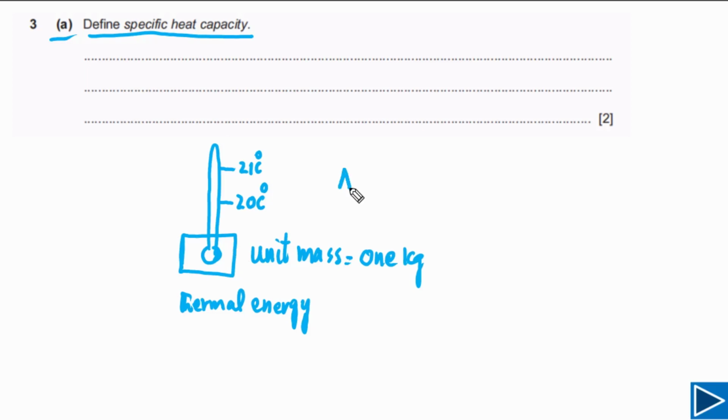When we talk about change in temperature, you can say to raise temperature by 1 Kelvin. You can also say to raise temperature by 1 degree Celsius, because change in temperature in Kelvin is the same as change in temperature in degrees Celsius. So we can say the amount of thermal energy required to raise the temperature of a substance of unit mass by 1 Kelvin or by 1 degree Celsius, because the change in temperature in degrees Celsius is equal to the change in temperature in Kelvin. Now let me show you how you can write down a proper answer.